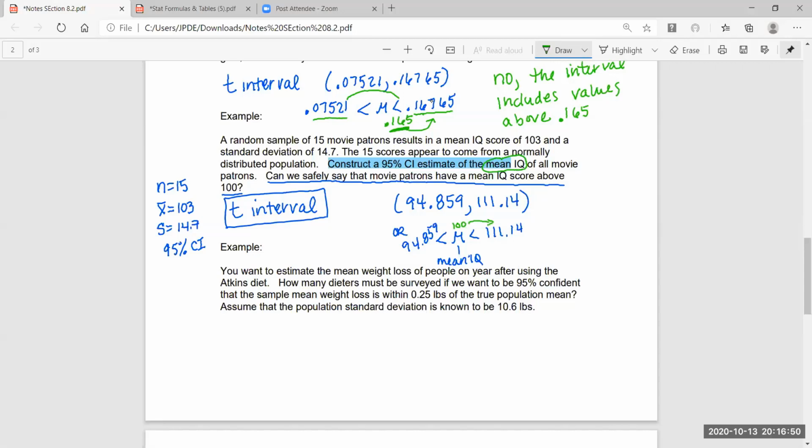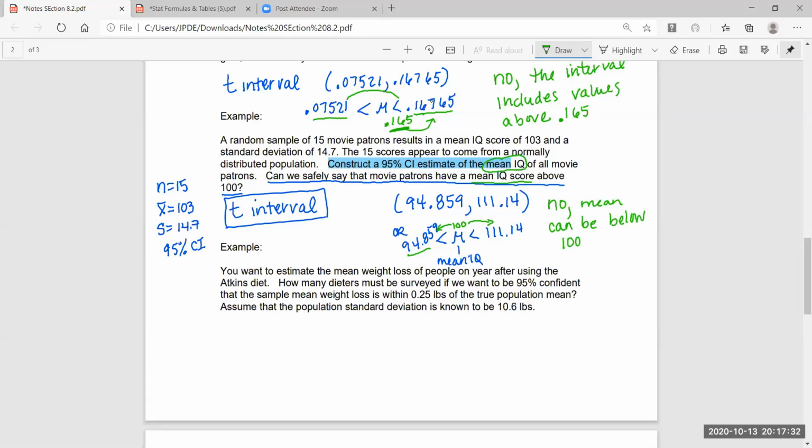Some of the values are higher than 100, but some of the values are lower than 100. And they asked us about the mean IQ score. They weren't talking about an individual IQ score. They're saying the average. So can we safely say the average is above 100? No, because some of these values are below 100. So no, the mean can be below 100. Okay, we've got those values from 94.859 to 100.